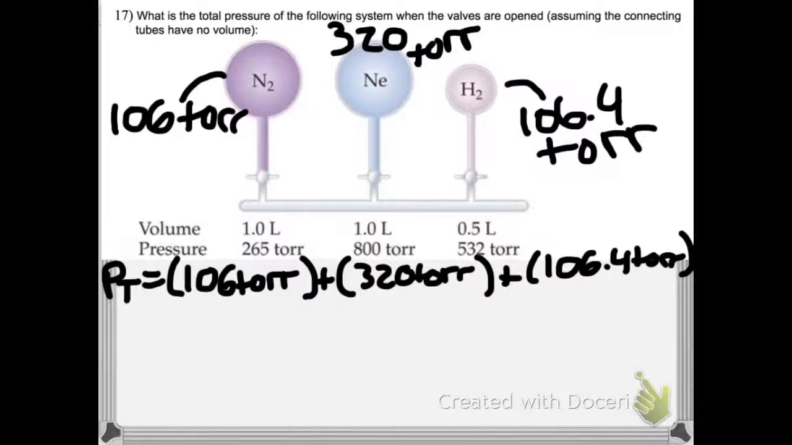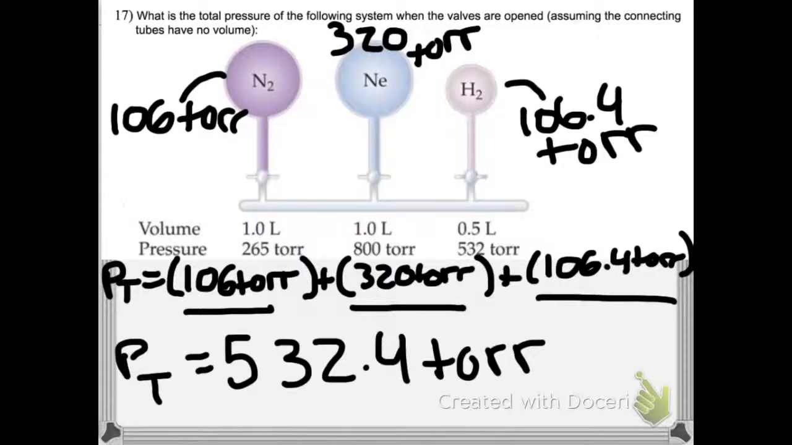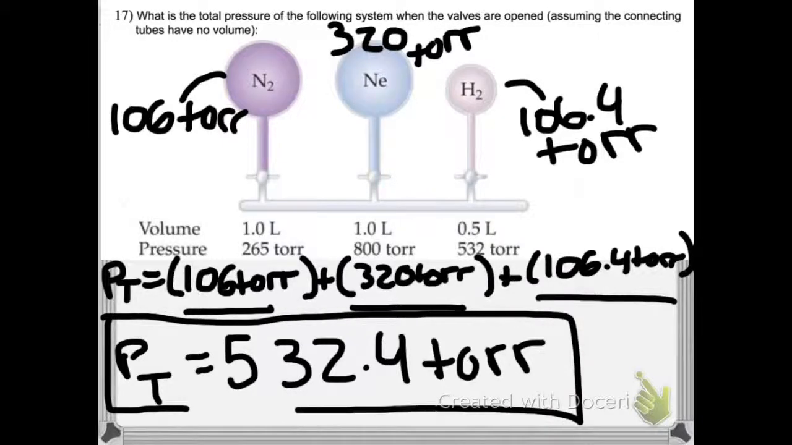So finally, here's the part where we will be adding up each individual pressure value. So we will be adding 106 torr, 320 torr and 106.4 torr, which is the pressure value for each individual part of the system. So when we add up each individual value, we are left with 532.4 torr, and that is the total pressure of this system.